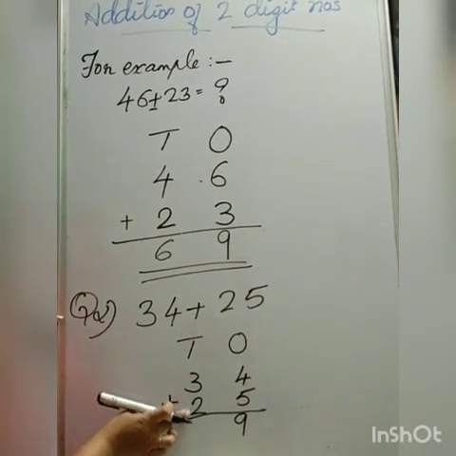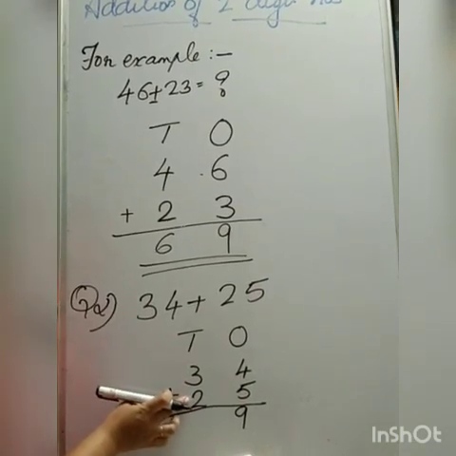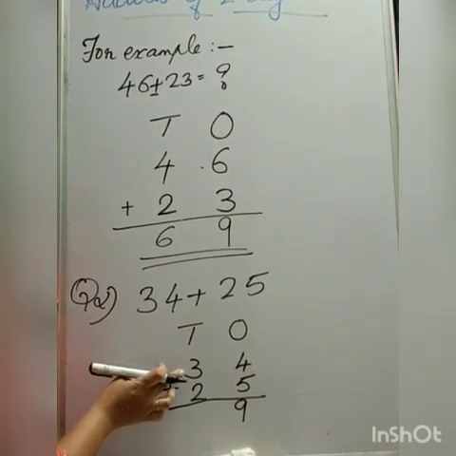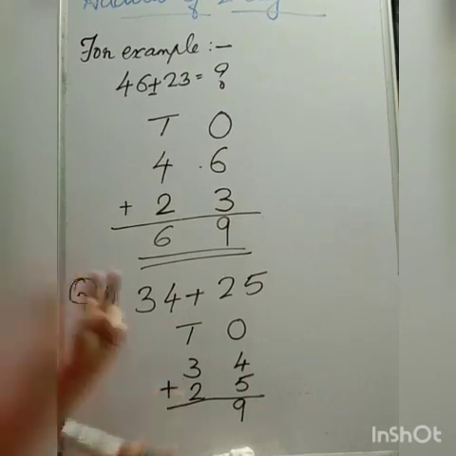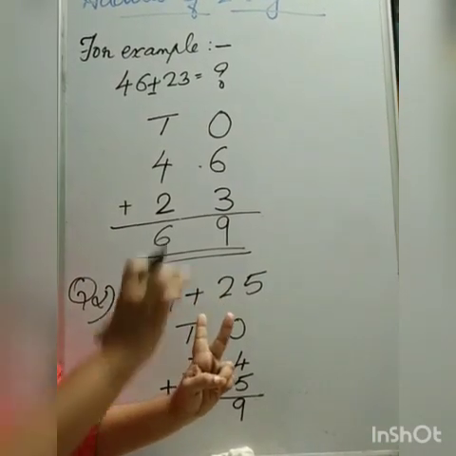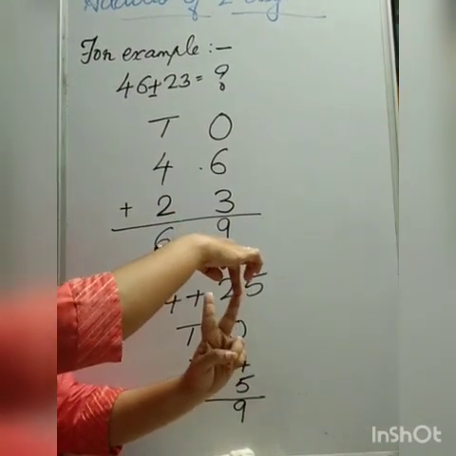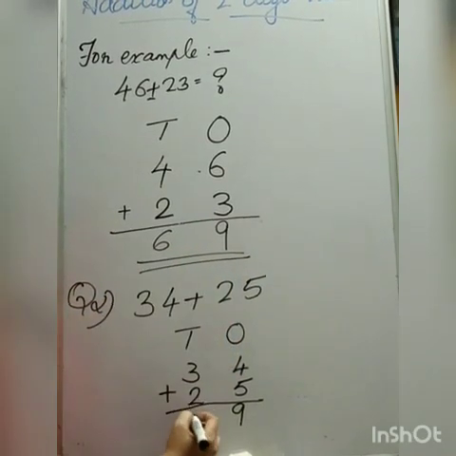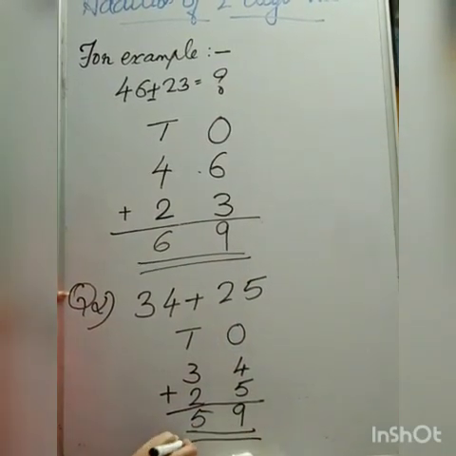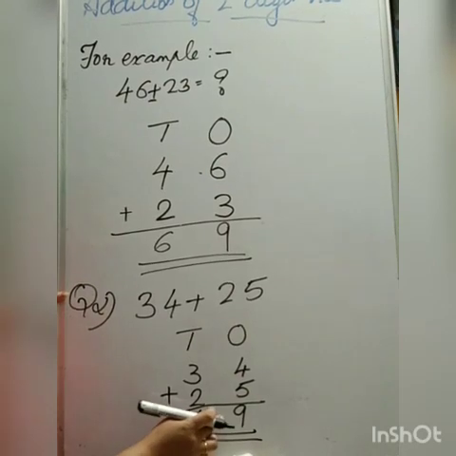Which are the numbers given in the tens place? 3 and 2. Which is the biggest number? 3 is the biggest number. So take 2 on your finger. After 3, 4, 5. So what is the answer I got here? 59.